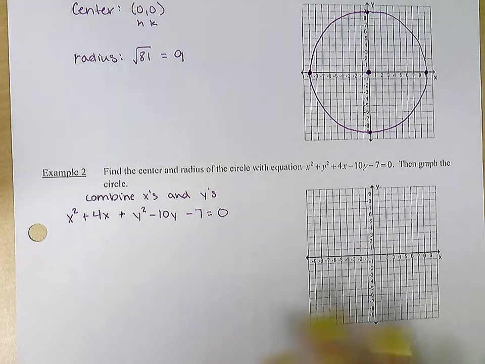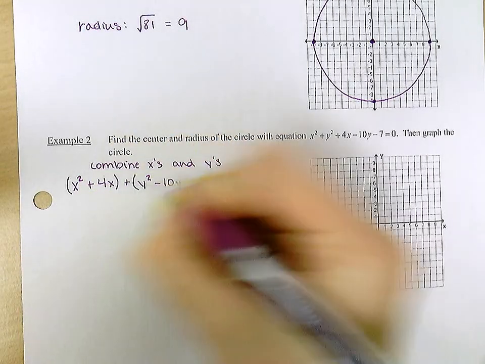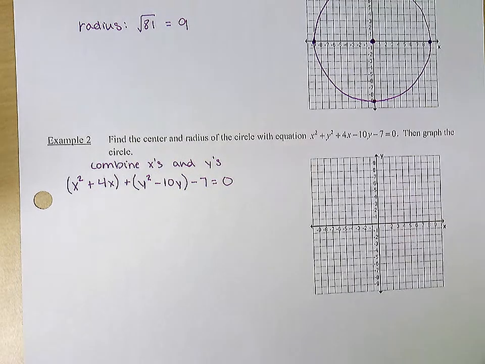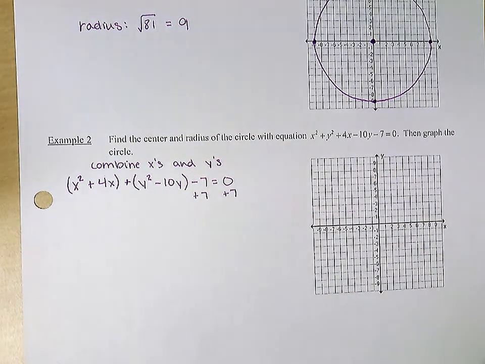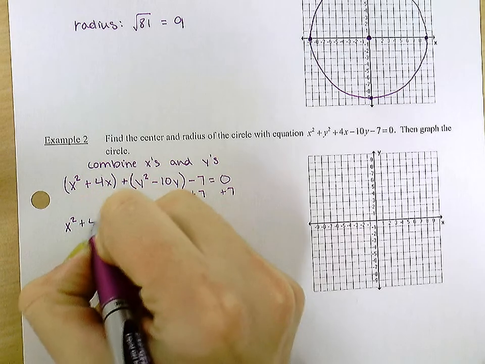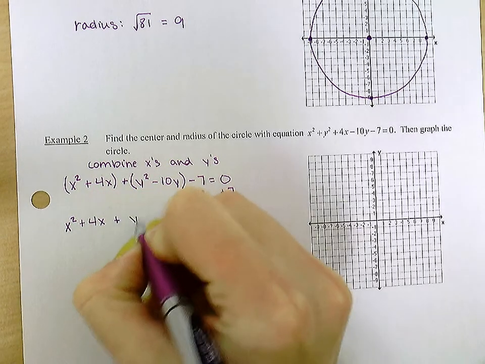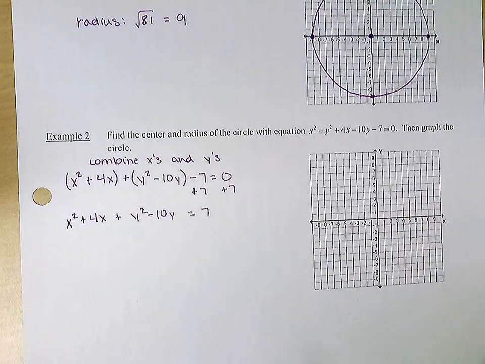So since I'm trying to group my x's and group my y's, I'm going to add this 7 to both sides so it's off to the right. Okay, so now I have x squared plus 4x plus y squared minus 10y is equal to 7.